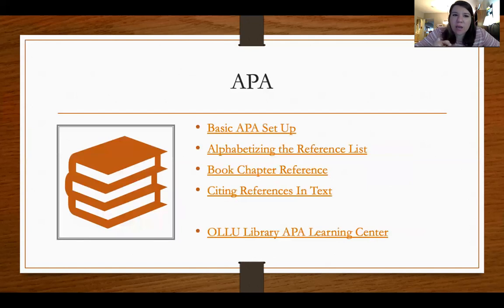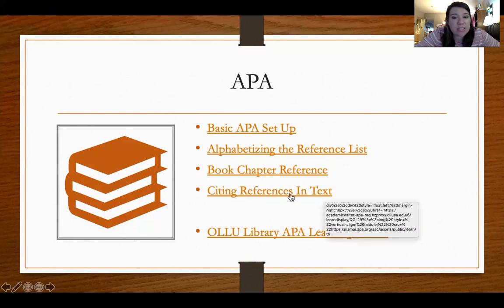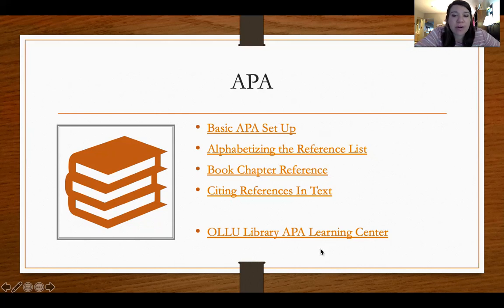I'm going to be linking this PowerPoint online for you, but this has some basic APA setup, alphabetizing reference list, book chapter reference list, citing references in text. These are all through the OLU Library APA Learning Center. This course is going to rely heavily on APA, so please make sure that you are well-versed in how to use APA. If you ever have any questions, I'm more than happy to help answer those.